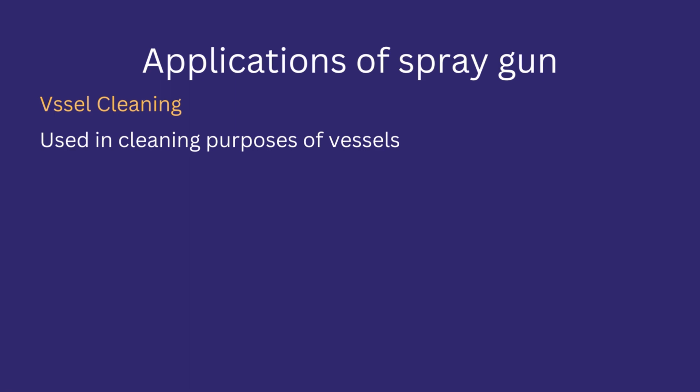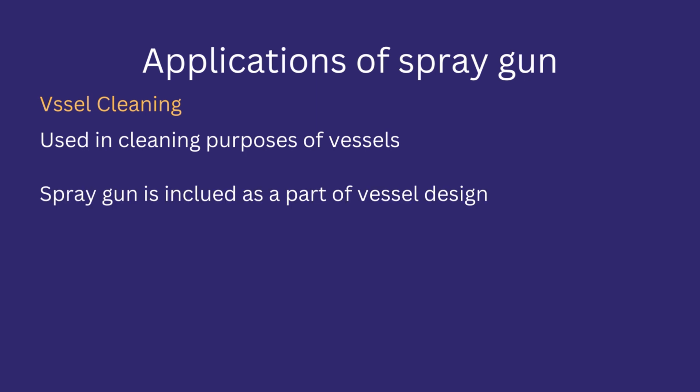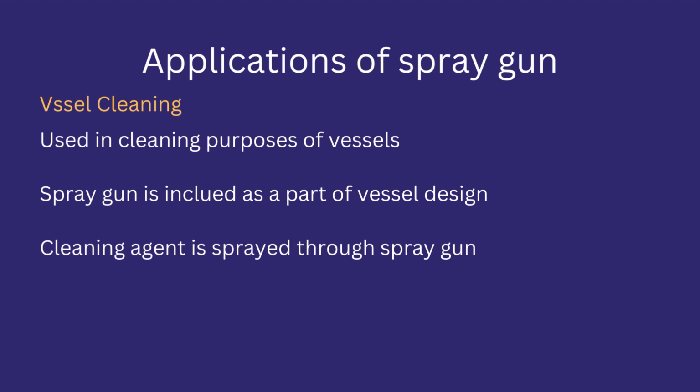Vessel cleaning. Like other equipment in the pharmaceutical industry, cleaning is a critical and essential process for various vessels such as storage and manufacturing. Spray guns are used in cleaning of these vessels. For many vessels, the spray gun is attached as a part of their design. The cleaning agent is sprayed across every location through spray guns during cleaning. Its benefit is that it helps to reach difficult locations without human intervention.